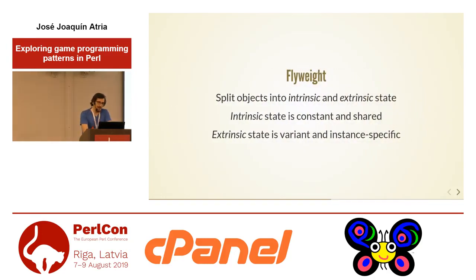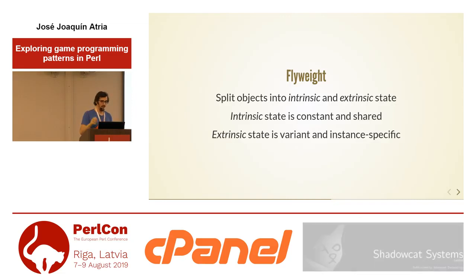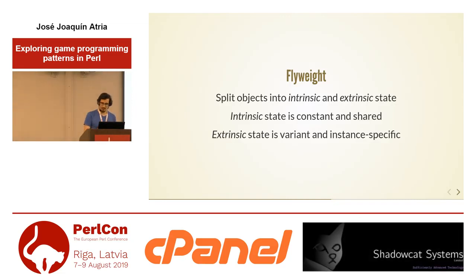So the flyweight pattern is basically, if you have a lot of objects that are going to be similar, you can take away the part that is shared and just make it once, and then keep all of the state that is instance specific in the instances, and then point everything to this other shared object, this intrinsic state.